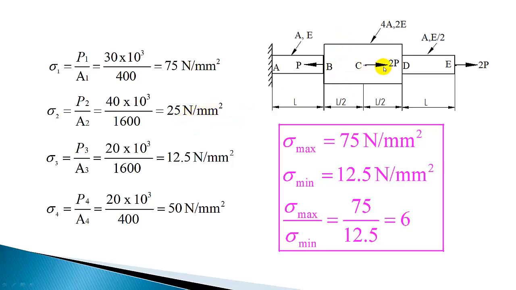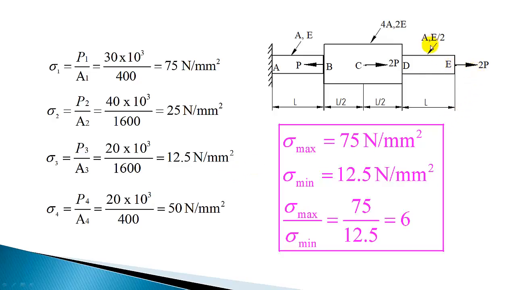Now for the section CD, the stress is different because the load will vary. Even the area is the same and Young's modulus is also the same, but the load will change in the portion CD. So stress is going to be different there, and sigma 3 is P3 by A3. The load is only 20 kilonewton, that is 20 into 10 raised to 3 Newton, divided by the area 1600 mm square, which will give the stress as 12.5 Newton per mm square.